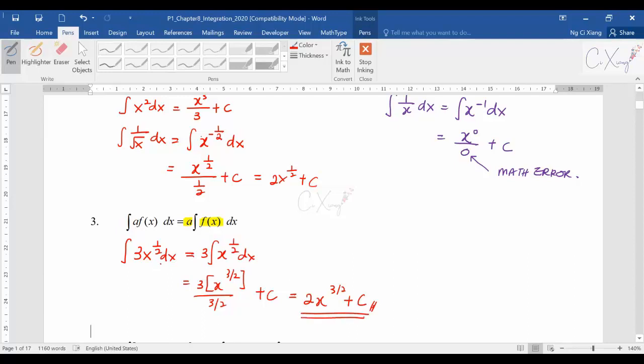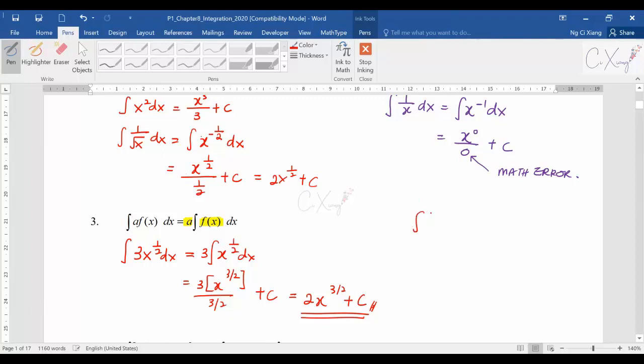Yeah, I agree. But if you go to A2 level, you will see that this technique is very useful, because if you take out a constant, you will see that, oh, the integration can become very, very simple. Alright, so maybe I show you another example.